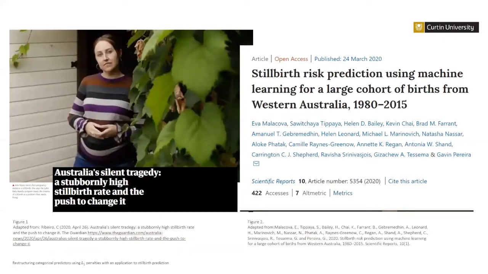Now, stillbirth, for some background, is when the fetus dies in the womb in the pregnancy. So quite a tragic event, and that has a huge impact on both individuals, families and communities. And Australia has actually one of the highest stillbirth rates in the developed world.